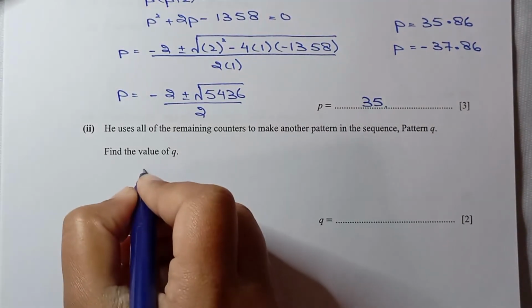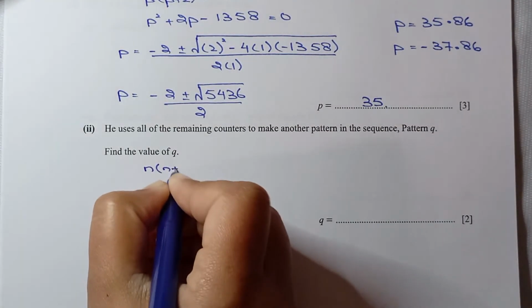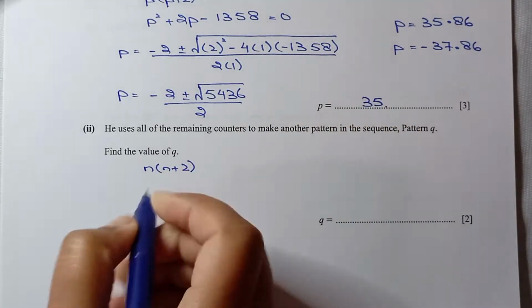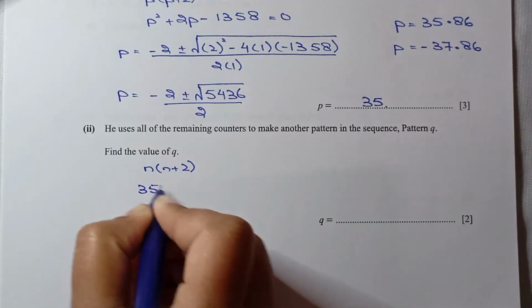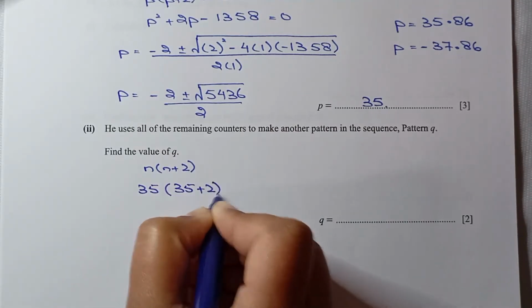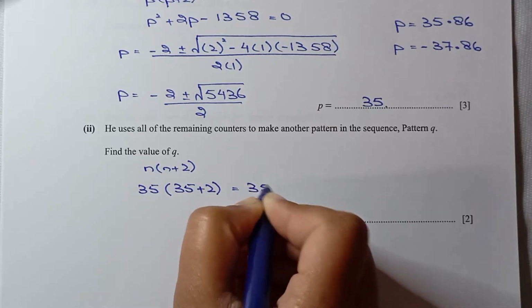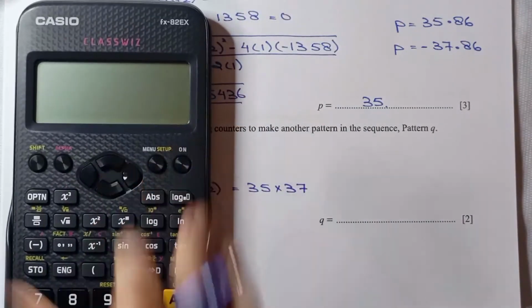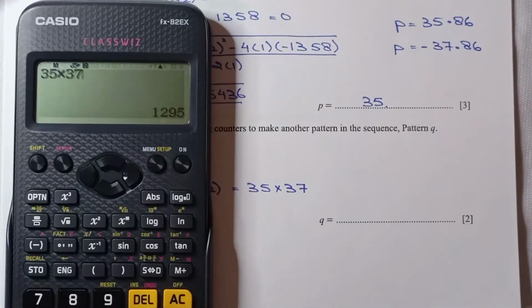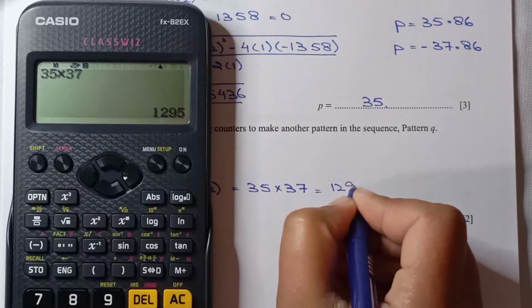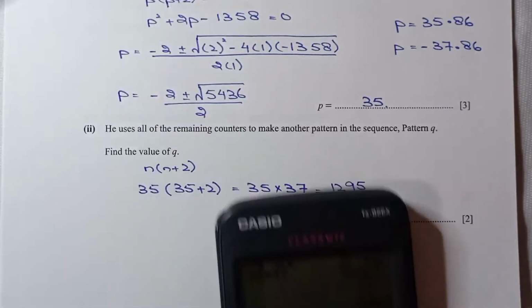So we have a pattern rule n into n plus 2, right? So this is the P value. So it is 35 plus 2. So this would be 35 times 37. So 35 times 37 is 1295. So he used 1295.